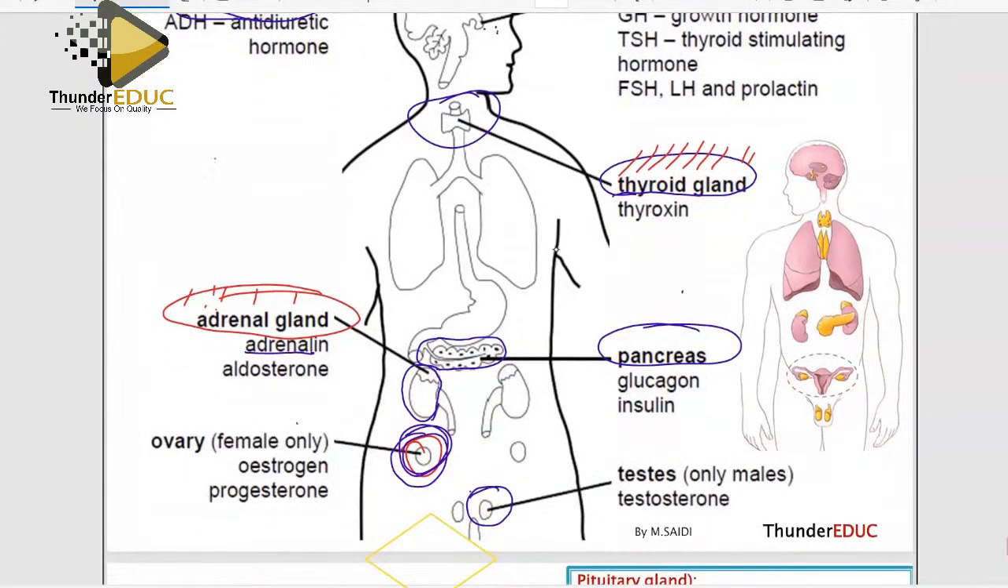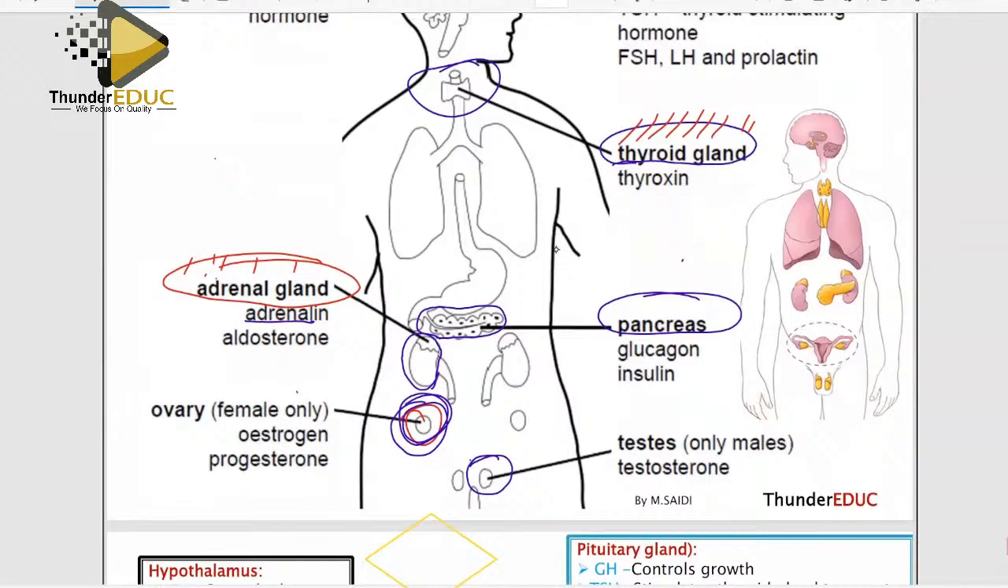The only two glands which we don't know now, and we need to know them, are the thyroid gland in the neck, and then the adrenal gland on the top of the kidney. On the top of the kidney.